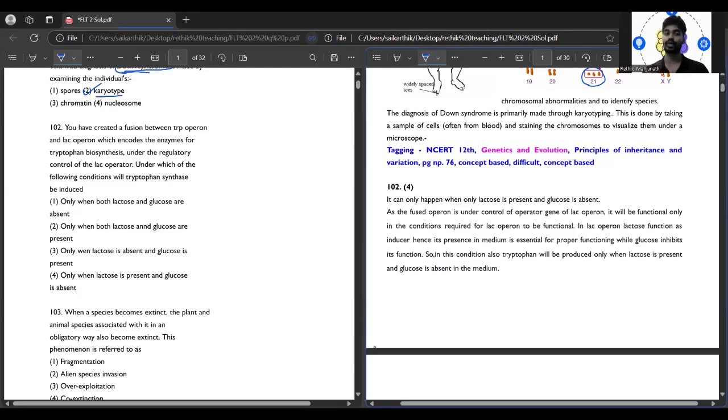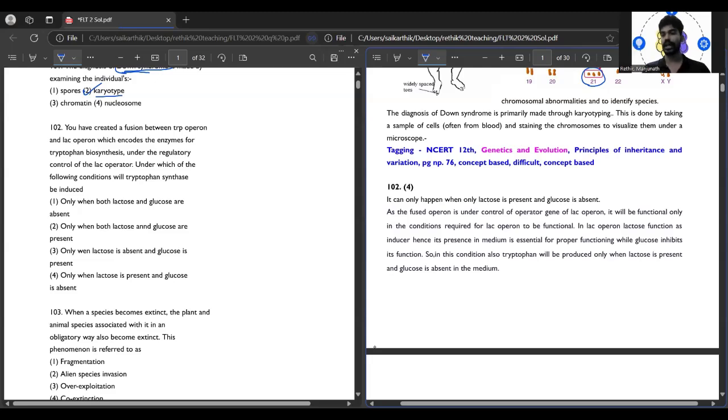Only when both lactose and glucose are absent, or only when both lactose and glucose are present, or only when lactose is absent and glucose is present, or when lactose is present and glucose is absent. What could happen? See, the fused operon is under the control of the operator gene. So what is the operator gene here? That could be the O gene, right? So it is of the lac operon.